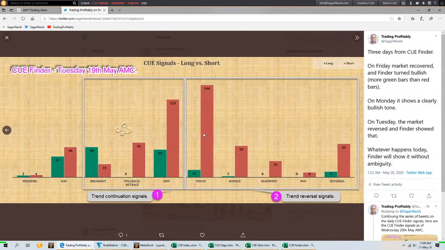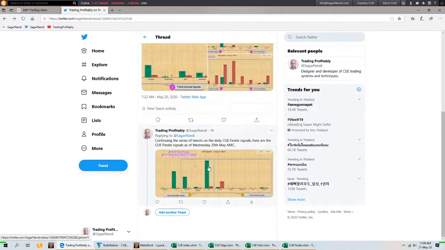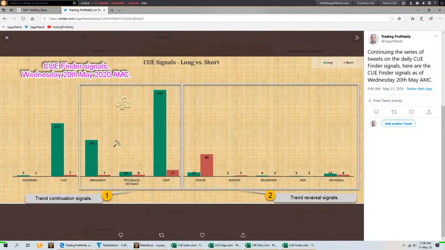What happened on Tuesday? This is the result from Tuesday. Now we see the bearish signals are much more, both for the trend continuation side and reversal side. And yesterday, it turned bullish again. The trend continuation signals were much bigger. The green bars were much bigger.